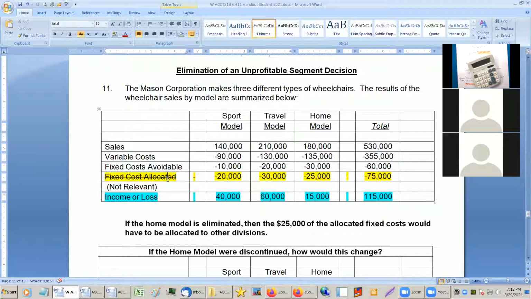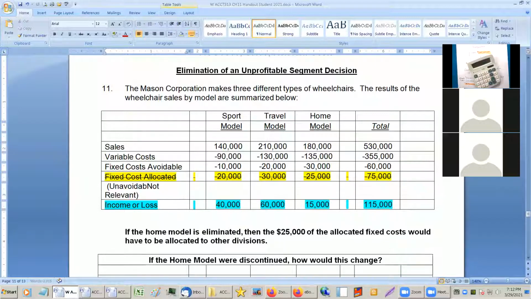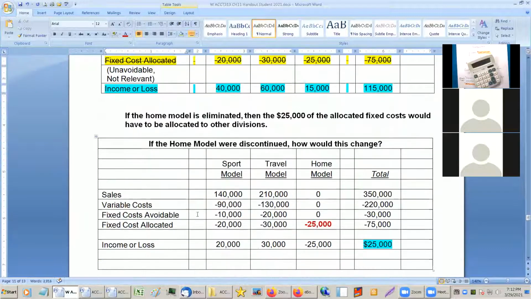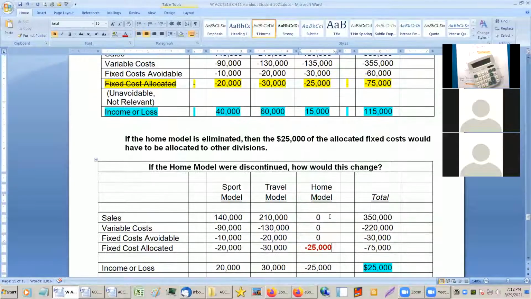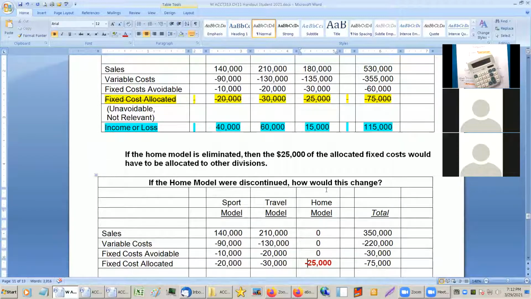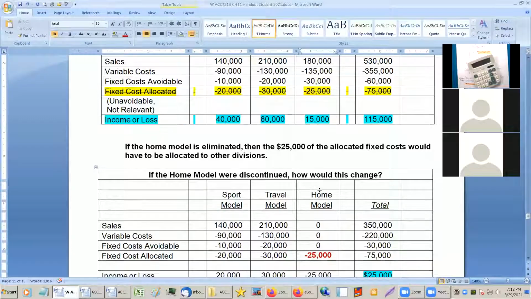It's these fixed allocated costs. These are generally unavoidable. And because they're unavoidable, they're not relevant. And you see that down here, that you can't tell if they're not going to be relevant, because if they close a division, it's 25,000. If they don't close a division, it's 25,000. It's like the Coke, the fries, and the Happy Meal. Either way.